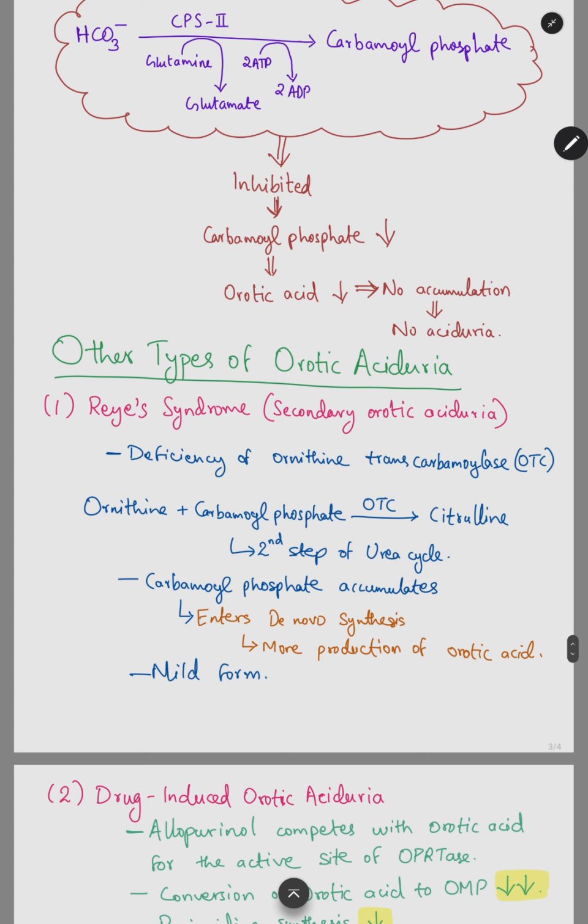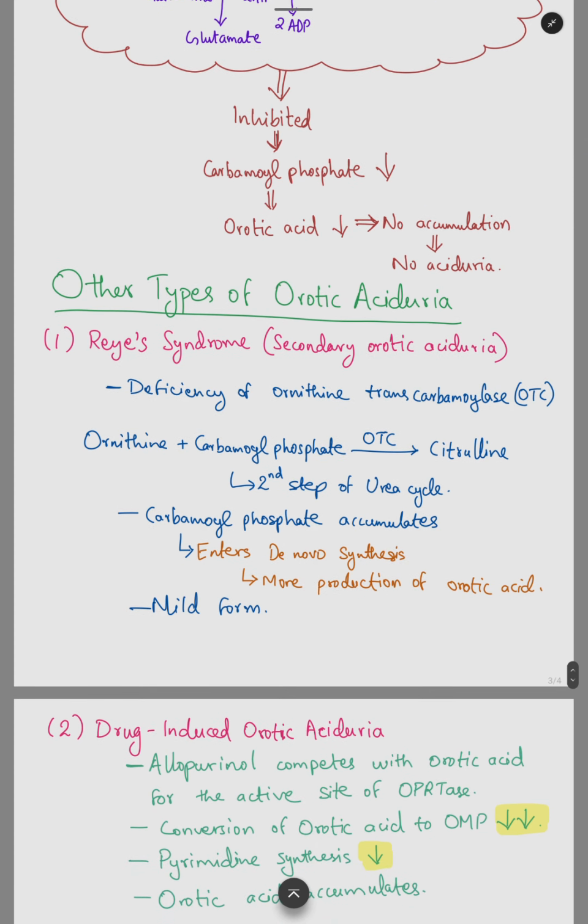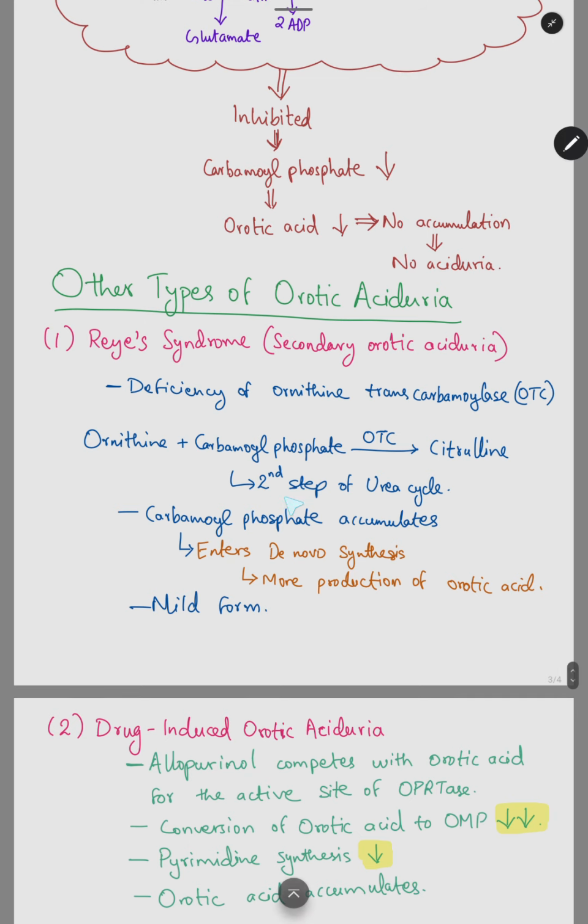Now, other types of orotic acidurias that are seen. The first one is Reye's syndrome, or secondary orotic aciduria. It is due to the deficiency of ornithine transcarbamylase, or OTC enzyme. Ornithine transcarbamylase is an enzyme of the second step of the urea cycle. The second step is ornithine plus carbamoyl phosphate gives citrulline. So this OTC is deficient, so this step will not take place.